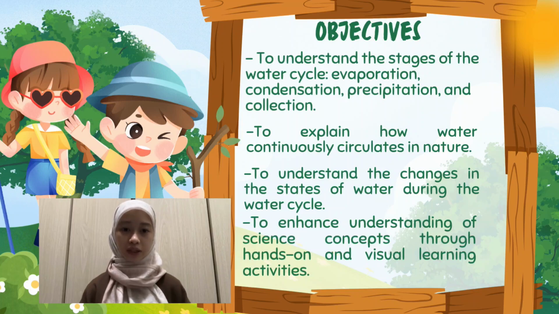The second objective is to explain how water continuously circulates in nature. The water cycle is an ongoing process that never stops. Water from rivers, lakes, oceans, and other water bodies evaporates due to the heat from the sun, forms clouds, and eventually returns to Earth as precipitation. This continuous circulation is essential for maintaining life and balancing ecosystems.